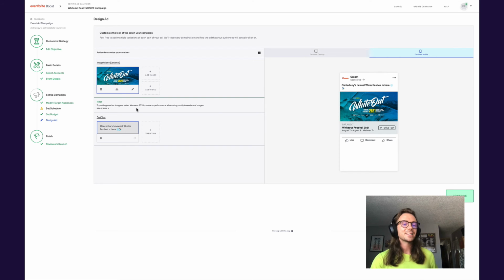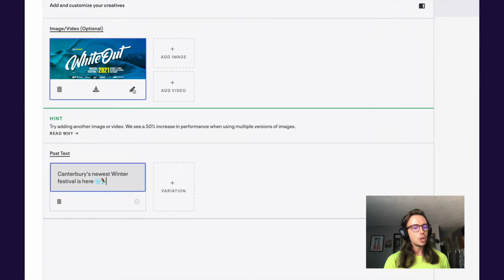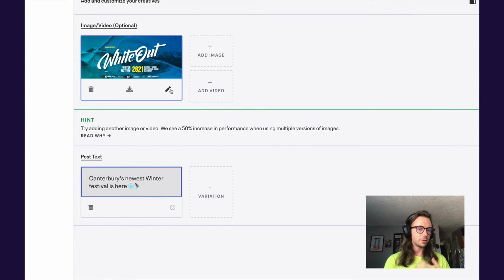And lastly, if you ever need to customize the images or videos on a per placement basis, just to make your ad look a little bit more professional, you can always click on this pen icon underneath the image or video.